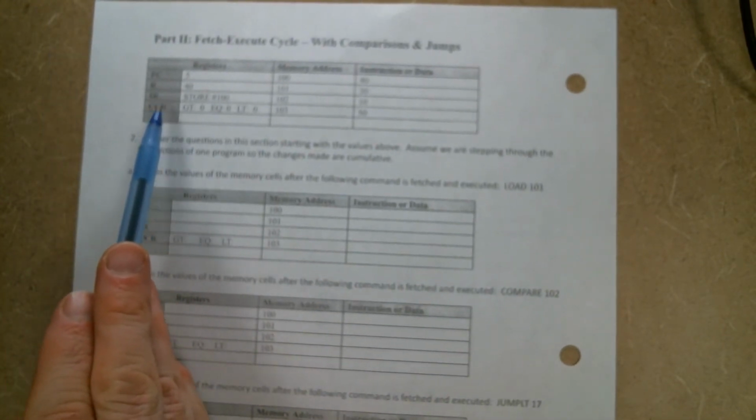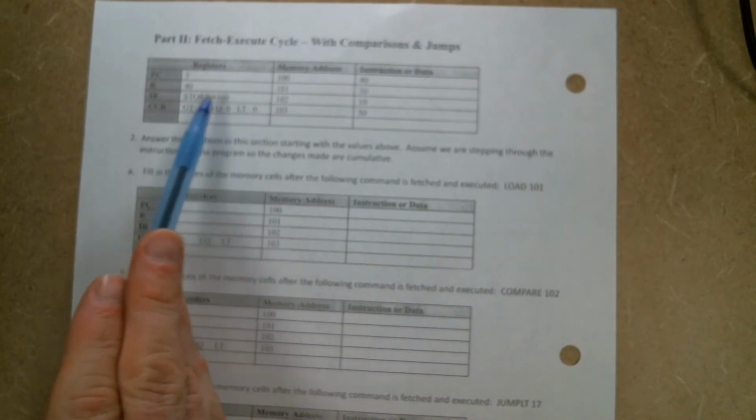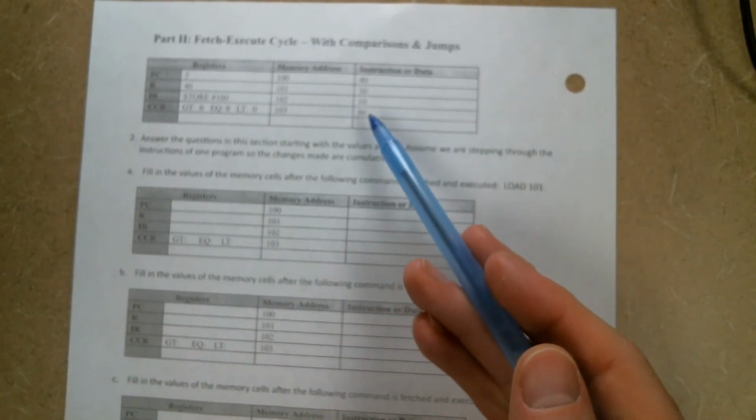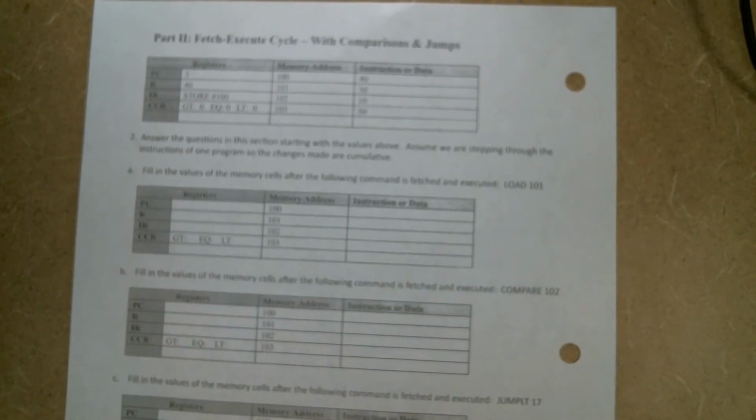All right, so here's our starting values. Our program counter's at 5, register's at 40, store 100's in the instruction register. Our CCR is currently all zeros, and then we've got the same 40, 30, 10, 50 that we had on the front page. All right, so same thing, fill in the values after the command is fetched and executed.